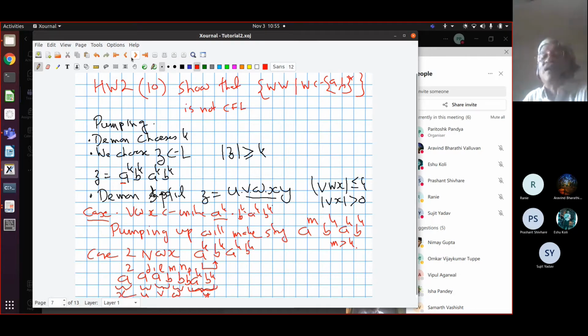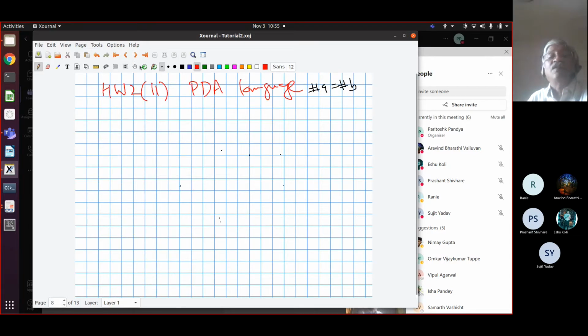I think we did this in the class. So let's skip this. But there are many cases. You don't have to do all cases. You say similar, other cases are similar.